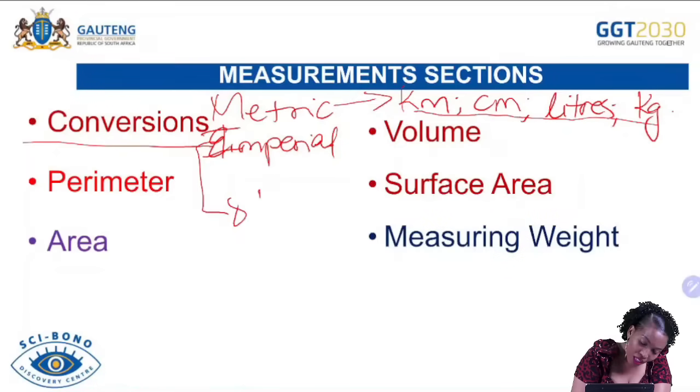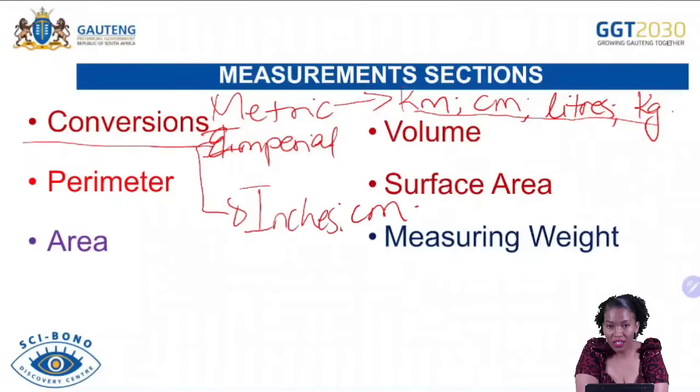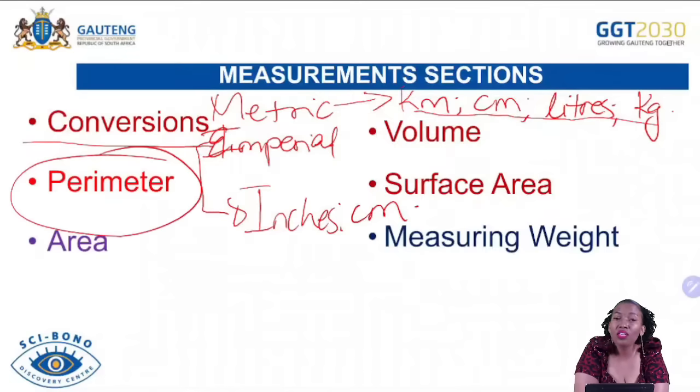For example, if you have to convert from inches to centimeters, they will give you the conversion factor. If 1 inch is equivalent to so many centimeters. So it is not something that you must know by heart. And then perimeter, girls and boys, you must know your definitions. You must know what is perimeter. That perimeter, it is the total distance around a shape.